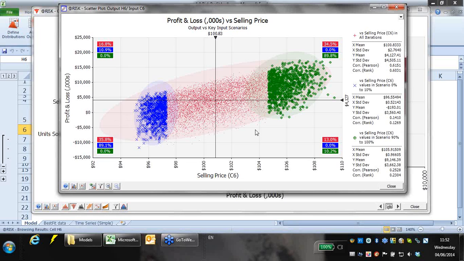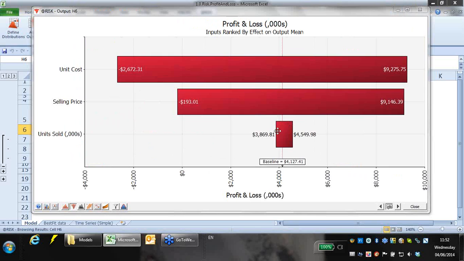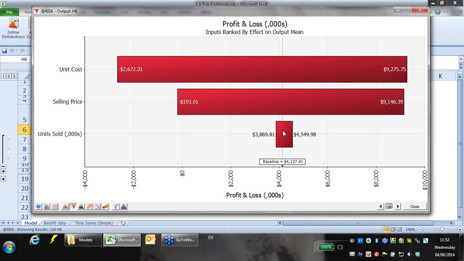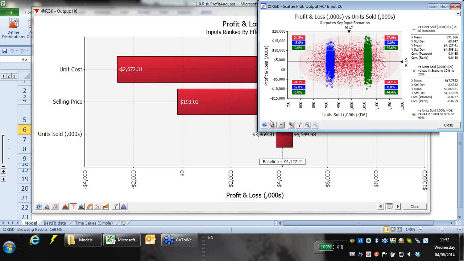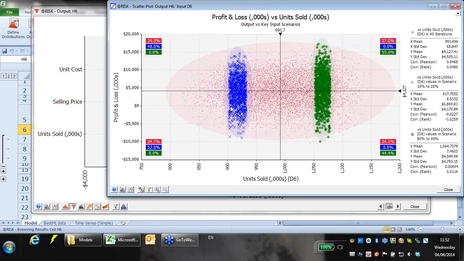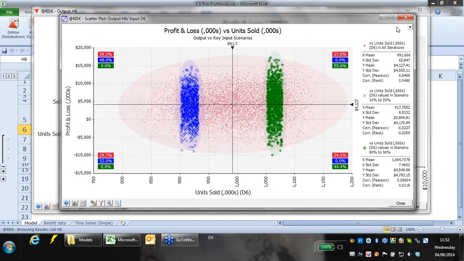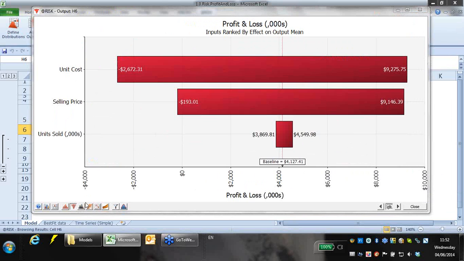Selling price is low, profits are low. Selling price is high, profits tend to be higher. And for the sake of completeness, you can see down here that this little bar is very, very small by comparison to the two above it. What that implies is that the number of units sold is not a particularly large factor in whether we're making a profit or loss. If we drag that out and take a look, you can see there's very little relationship between the number of units sold and whether we make a profit or loss. It's all about the selling price and the unit cost.